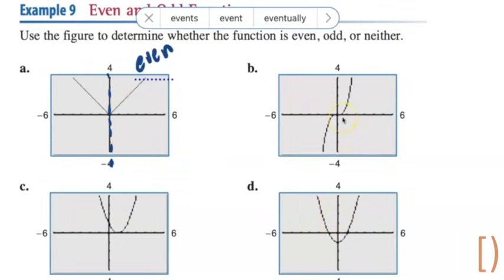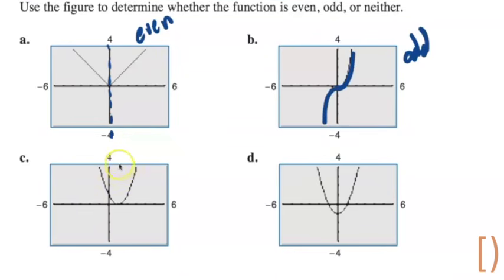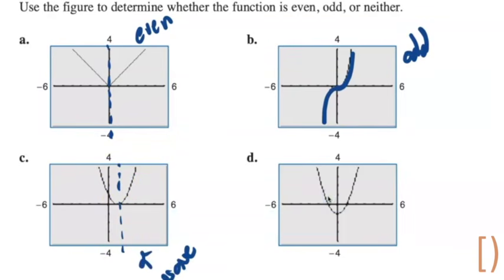The next one, notice how this guy matches this guy. That's an odd function. This one, you're like, I could fold it across right here. That doesn't count. It has to be right down the middle. It has to be the y-axis. So this is neither. So none. And then this one, that does fold in half. So this would be even. So that's the idea.